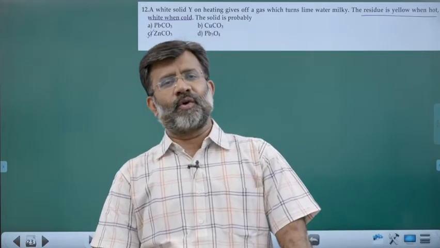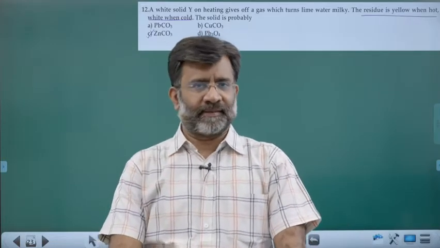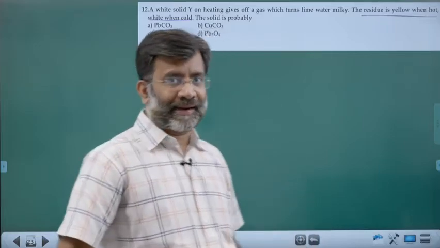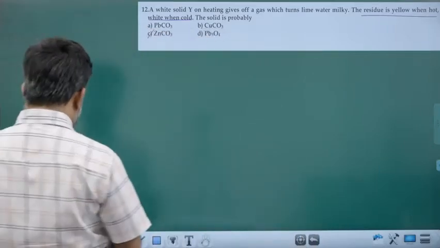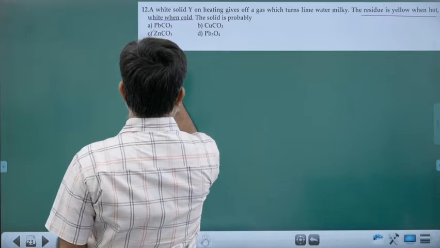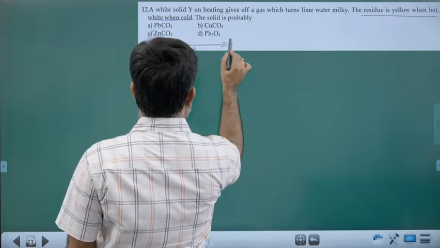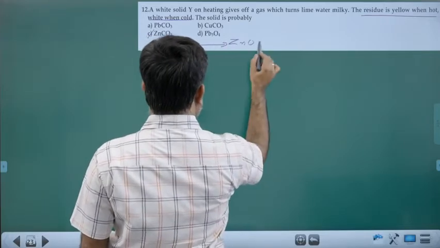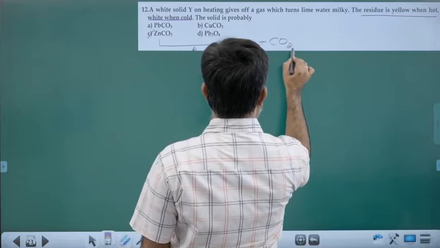It's so-called philosopher's wool, famously known as. It is due to crystal defects. Zinc carbonate, when you heat, you will get zinc oxide and carbon dioxide.